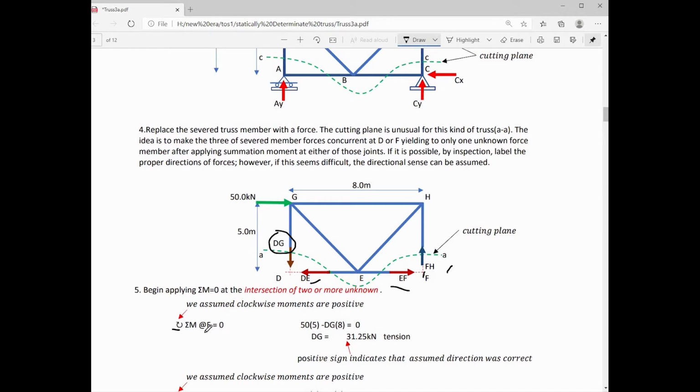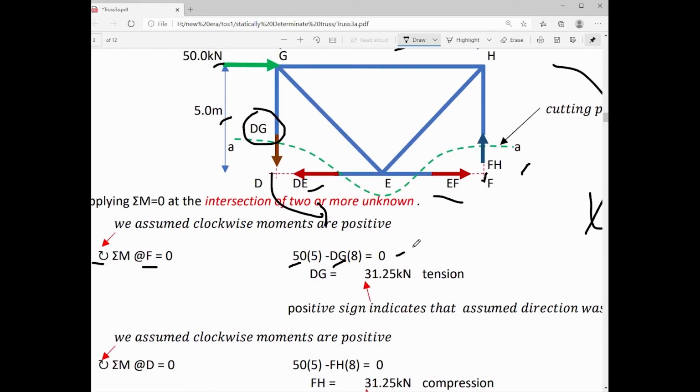Assuming that clockwise moments are positive, summation moment at F is equal to 0. We have 50 multiplied by its moment arm, that is a clockwise moment with respect to F. Then we have DG multiplied by its moment arm, that is 8 meters, that is counterclockwise with respect to joint F. So 50 times 5 is positive, and DG times 8 is negative in our equation. From this equation, we can solve for member force DG, that is equal to 31.25 kN. Our assumption that DG is acting away from the free body diagram was correct, that is a tensile force. So I write here that is tension.